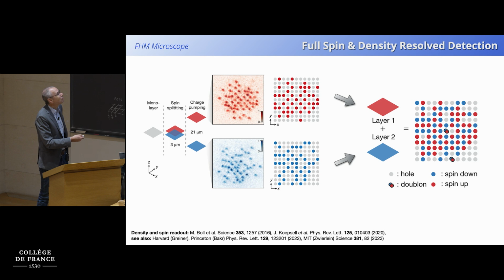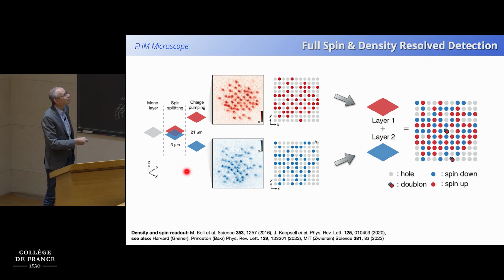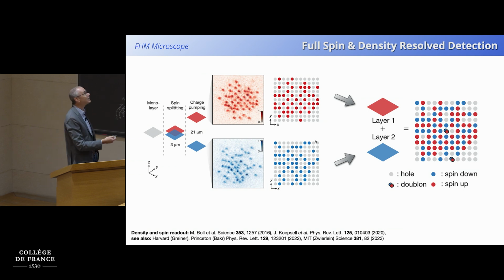The way we've been doing it in the group is the following, which I just want to recap briefly for you. Imagine you have a physical system. This is this monolayer that you can see here. This is where the physics that Antoine is talking about happens. Okay, you get your stripe, your superconductor, whatever interesting phase.